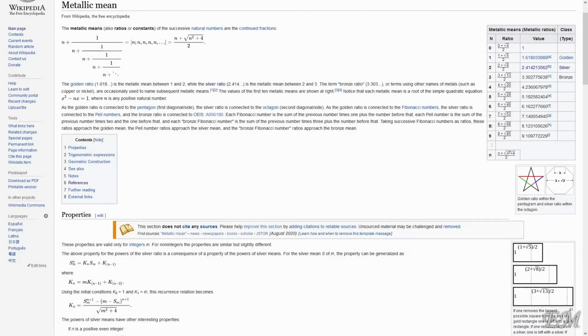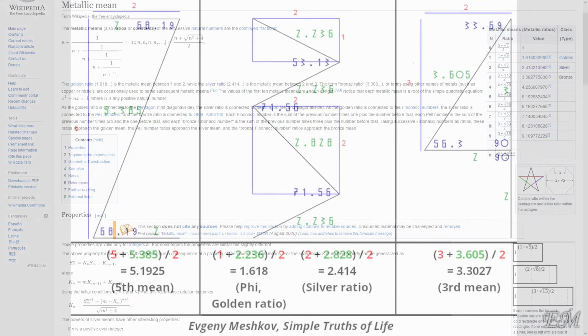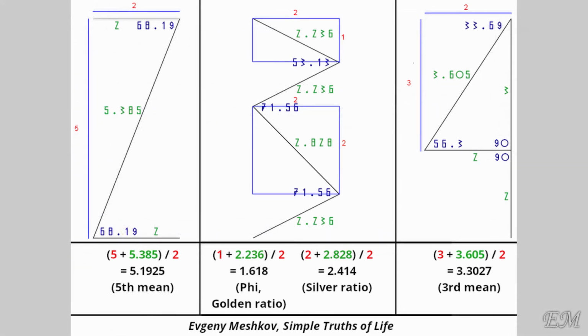I noticed these same numbers in an article about metallic means, and soon I discovered that in those numbers it was as if the formula for finding the golden, silver, and bronze ratios as well as the fifth ratio was encoded. To do this, add the length of the oblique line to the length of the height occupied by this line, and then divide the sum by the width occupied by the oblique line.